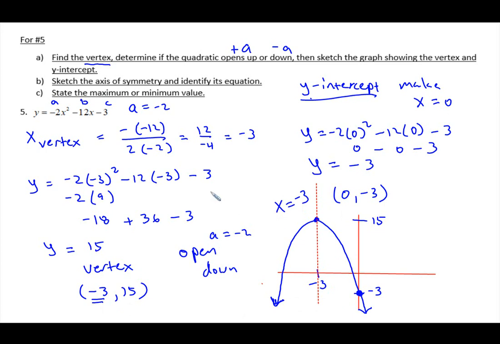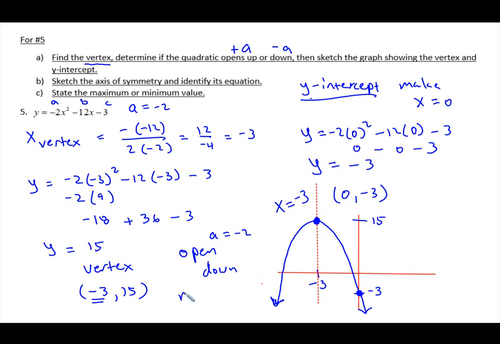Okay. And then the last thing, state the maximum or minimum value. Well, first of all, this parabola has a maximum, right? It has a maximum. First of all, because a is negative and the vertex is the highest point, so it's going to have a maximum.